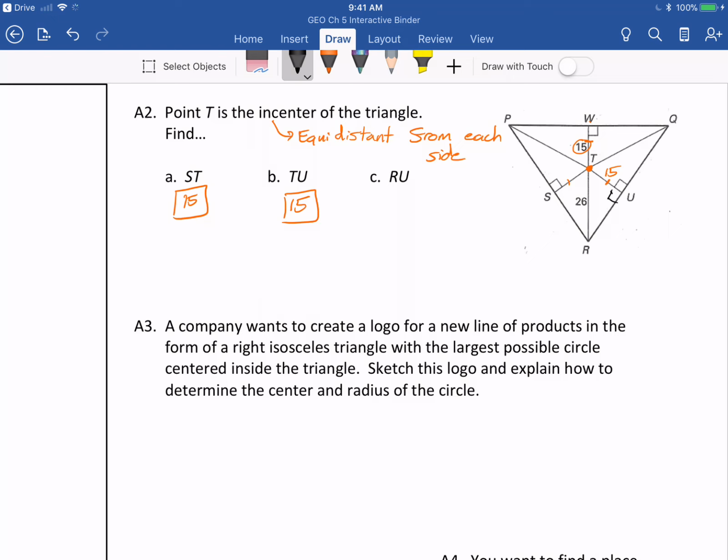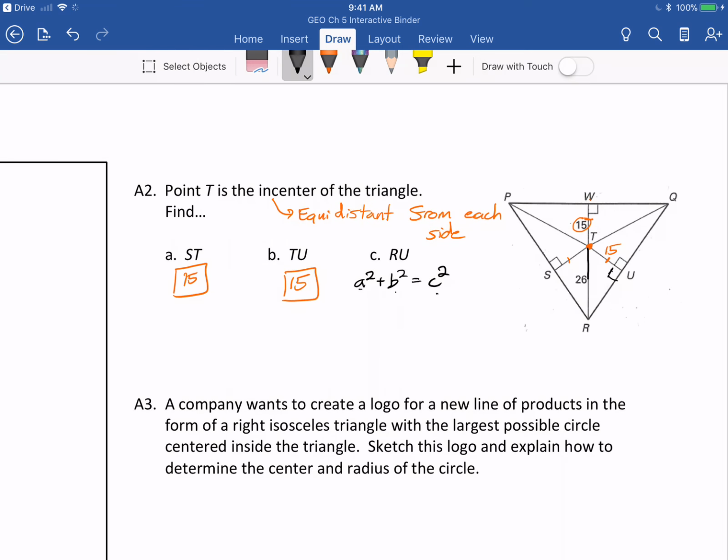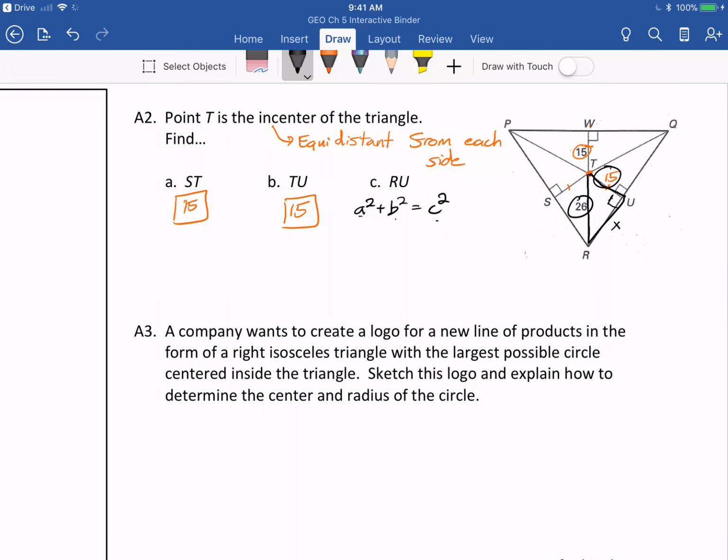Okay, and we haven't talked about this a whole lot, but we have the Pythagorean theorem. Since this is a right triangle, we can use it. The Pythagorean theorem is a squared plus b squared is equal to c squared. A and B are the two legs, and C is the hypotenuse. If I try to find RU, I know that 26 is my hypotenuse, and one of the legs is 15, and I have to find this x. So I'm going to say that x squared plus 15 squared is equal to 26 squared.